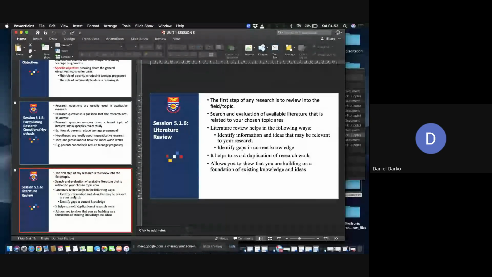It helps us identify information or ideas that may be relevant to your research. When you review what people have done, you get to know more about the research you are doing. Then you also get to identify the gaps in current knowledge. You get to know what people have done on teenage pregnancy already, but they didn't look at it from a different angle, and you think that is important. Let me also come in and look at it from that angle so that it makes my work genuine or new or novel.